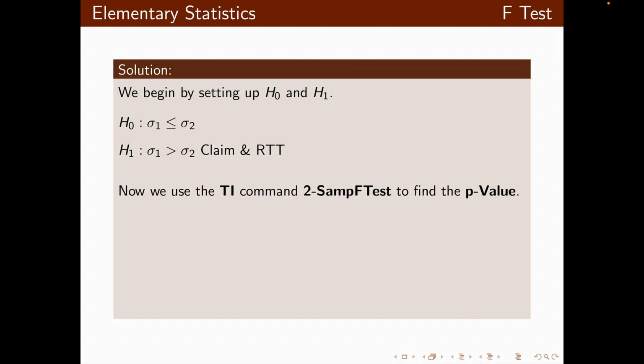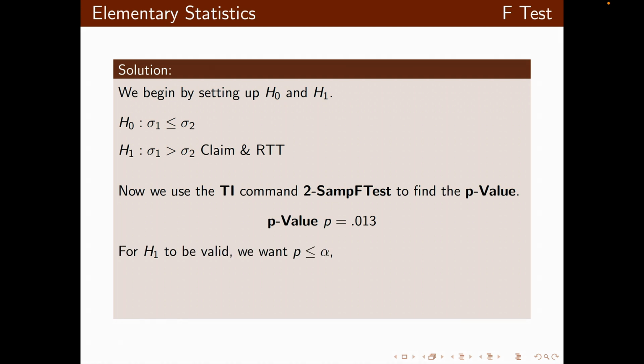Now we're just going to go ahead and use the TI command 2-SampFTest to find the p-value. In this process, make sure that sigma 1 is greater than sigma 2 when you are performing the 2-SampFTest. And the p-value is 0.013. There is no need to multiply this by 2. It's already right tail test.